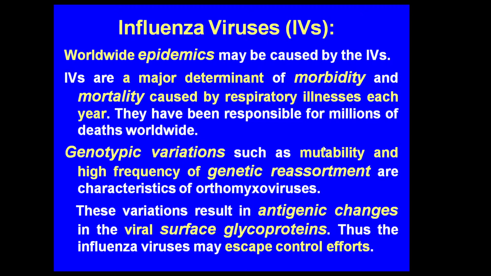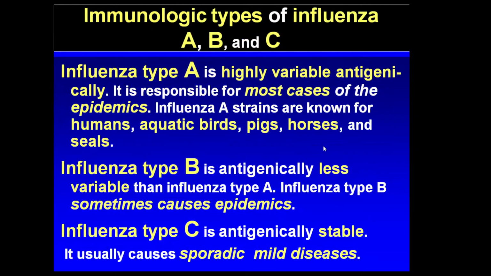The problem is that worldwide epidemics can be caused by influenza virus. And we believe it is a major determinant of morbidity and mortality caused by respiratory illnesses each year. Influenza virus infections have been responsible for millions of deaths worldwide. And again, genotypic variations such as mutability and high frequency of genetic reassortment are characteristics of Orthomyxoviruses because of their segmented genome. And these variations result in antigenic changes in the viral surface glycoproteins that make it possible for viruses to escape the vaccination efforts and the antibodies.